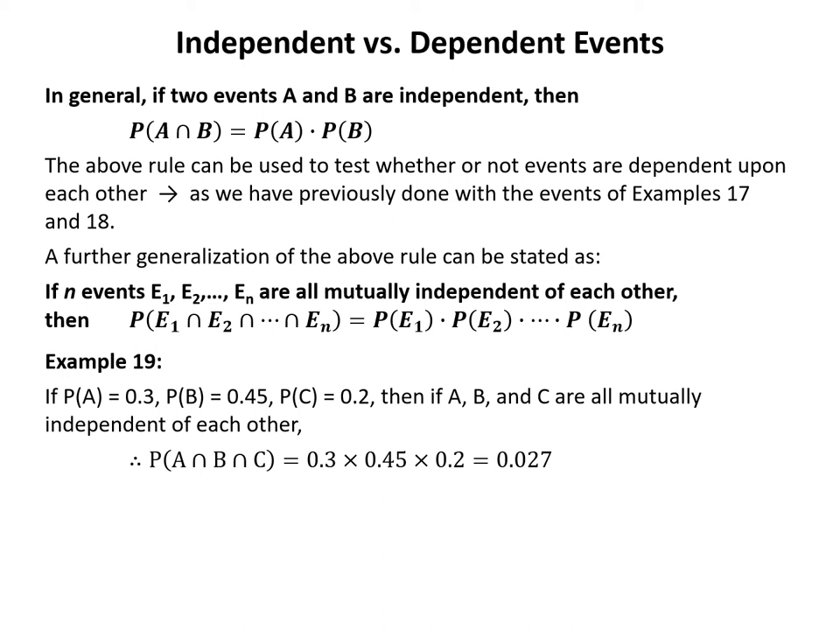If n events, E1, E2, all the way up to En, are all mutually independent of each other, then the probability of the intersection of all these events is simply equal to the product of the individual probabilities of each event. In example 19, we have the probability of event A equaling 0.3, the probability of event B equaling 0.45, and the probability of event C equaling 0.2. Now, if events A, B, and C are all mutually independent of each other, then the probability that A, B, and C all happen, in other words, the probability of A intersection B intersection C, would equal 0.3 times 0.45 times 0.2, which equals 0.027.